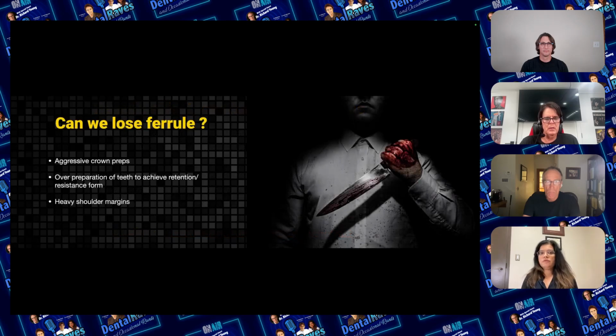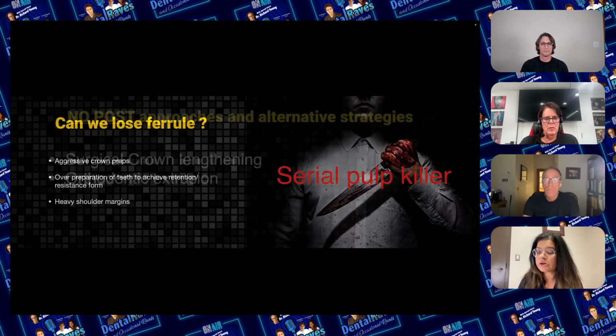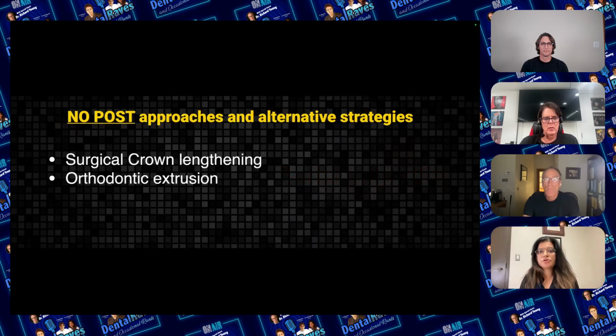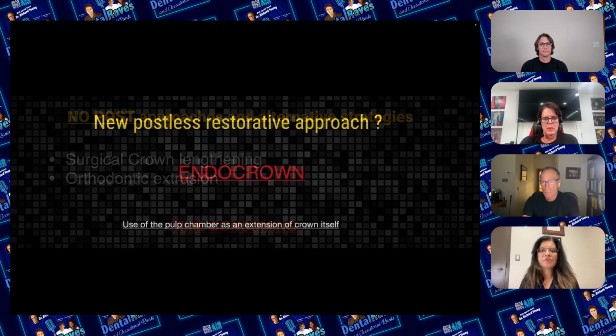Now, can we lose ferrule? Of course, we can lose ferrule by aggressive crown preps, by over-preparation of teeth to achieve retention or resistance form, and heavy shoulder margins, and those who do these kinds of heavy shoulder preparations we popularly call serial pulp killers. Some of the no-post approaches and alternative strategies we all know are surgical crown lengthening and orthodontic extrusion. But the problem is they are all time-consuming and do not produce results in a single restorative appointment.